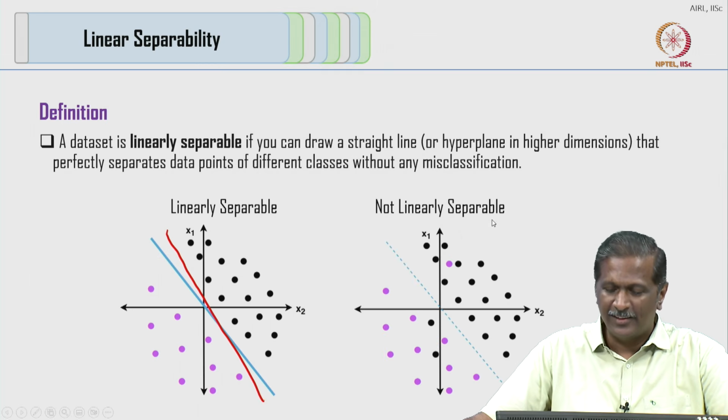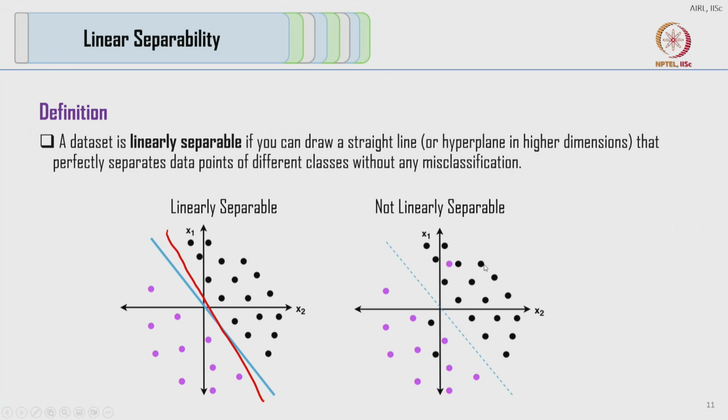Okay. If I have a few purple samples here, whatever way you draw the line, you cannot separate them. If you look at this blue line, if I call this my decision boundary, you see these two are misclassified, right, and this is not a linearly separable problem.